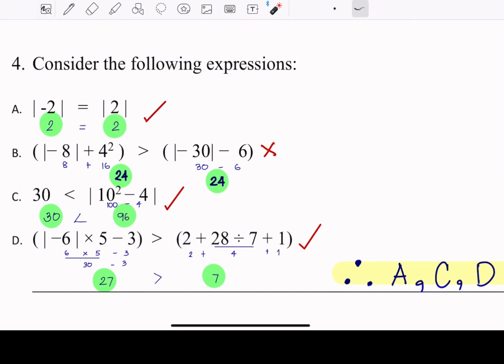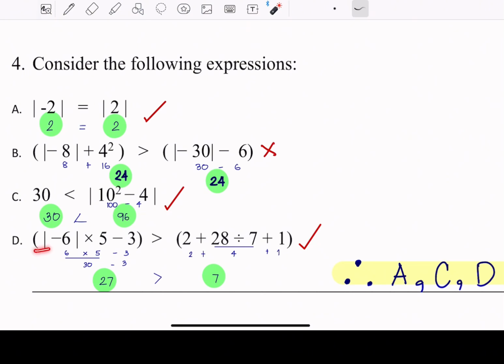Letter C. 30 is less than the absolute value of 10 squared minus 4. So 10 squared is just 100 minus 4 or 96. 30 is less than 96 and it is true.